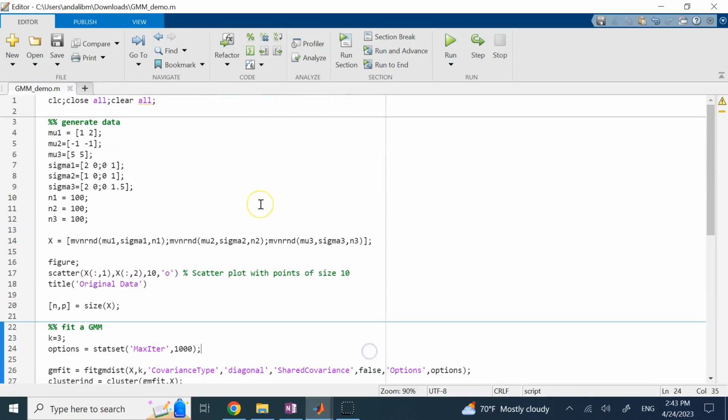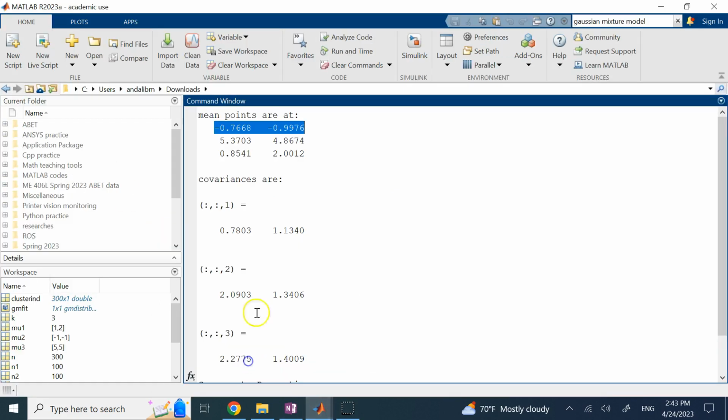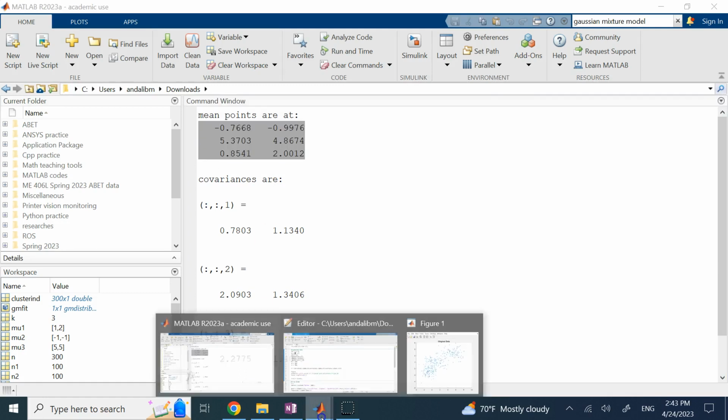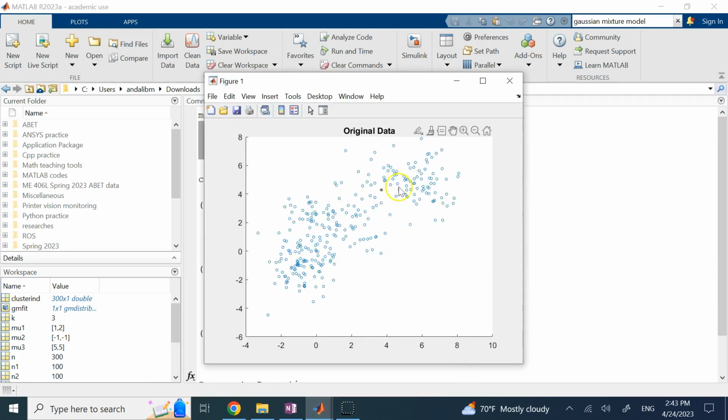And if I go to my data, -0.76, -1, that's this one here. This one, it's calculated very accurately. This one, a little bit off. The other locations are 1, 2, and 5, 5. Let's see what this one gave me. This is the 5, 5, and this is the 1, 2. So it's not really bad, given that these clusters have a bunch of overlap with each other, okay?